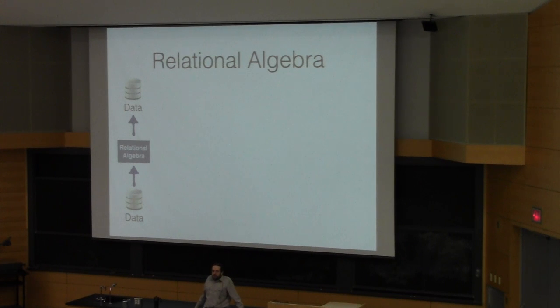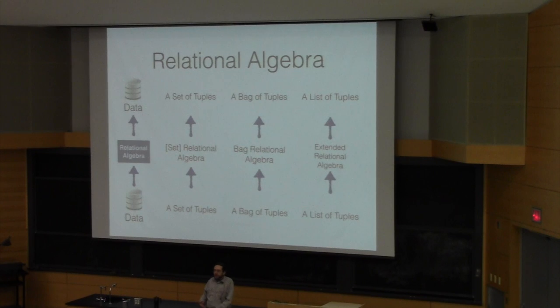Now, this idea of relational algebra, I talked about it being composable. Just to make it clear what I meant by that, it means that the same type of data that goes into a relational algebra expression is the same data format that comes out. So if I feed in a set of tuples to a set relational algebra operator, what I expect to see out of that operator is another set of tuples. Similarly, if I feed in a bag of tuples to a bag relational algebra expression, I expect to see a bag as a result. And finally, if I feed in a list, again, I expect to see a list as part of the output.